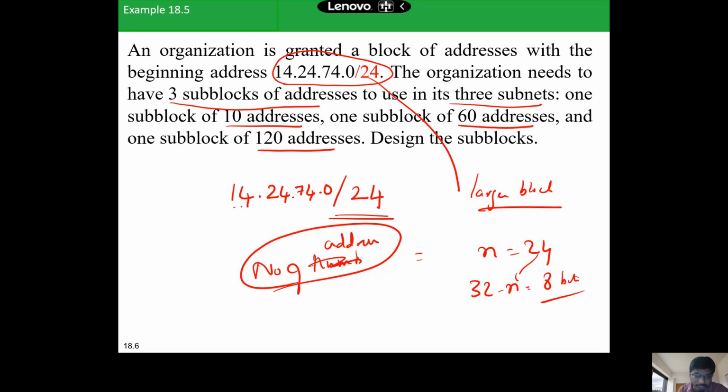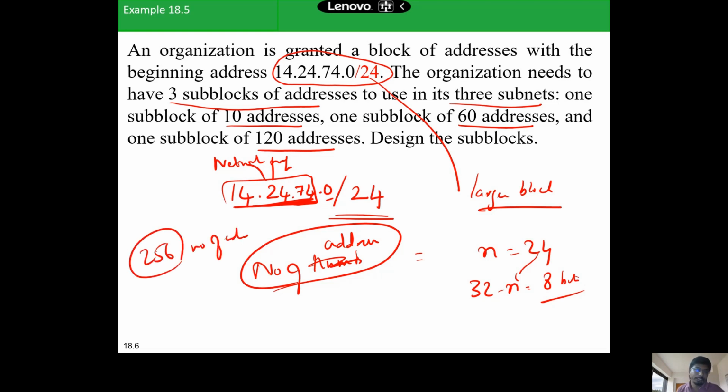Which means the first 3 bytes, 24 bits, is the fixed prefix. This is your network prefix, unchangeable. The last 8 bits go for your host portion. So you can have a total of 256 addresses. In those 256 addresses, he now wants to do subnetting. He wants to split it up where one subblock has 10 addresses, the other 60, the third 120, right? So he's not going to entirely use it, but let's identify how you can identify subblock 1, subblock 2, subblock 3, and how you have to grant those addresses, and do the subnet prefixing there.